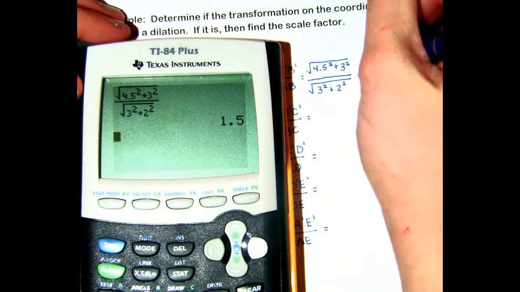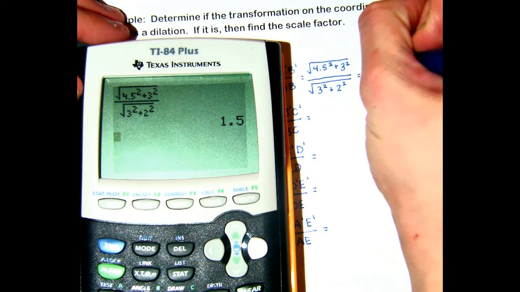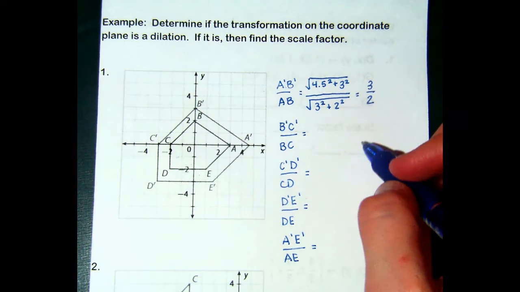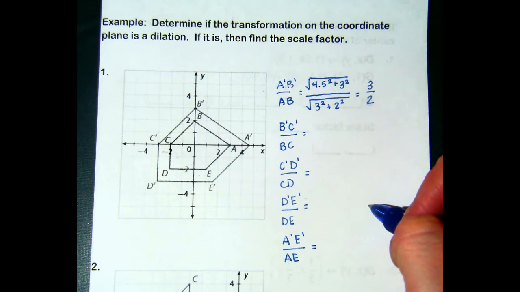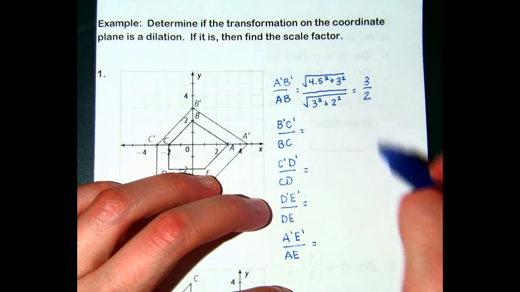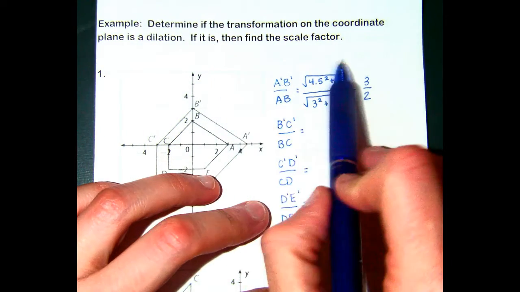Oh, and I got 1.5. I'm going to leave that as a fraction of 3 over 2. So 3 over 2 is what I'm hoping I get for all of these. If I find one that is not 3 over 2, then I do not have a dilation. If all of these come out with 3 over 2, then I've also found the scale factor.